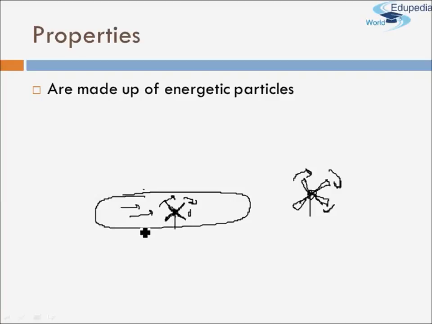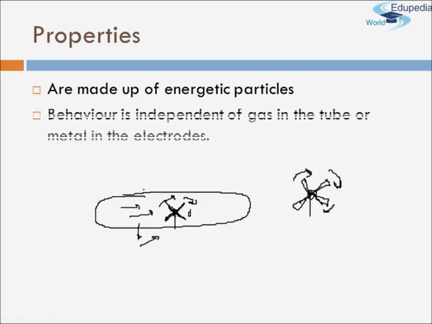So the kinetic energy of cathode rays, or some kind of energy, gets transferred to the wheel paddle. Hence the cathode rays are made up of energetic particles. And what kind of energetic particles? Negatively charged energetic particles. That is how this discovery was made. And last and the most important point, their behavior is independent of the gas in the tube or metal in the electrode. Now this postulate actually led to the discovery of the electron.